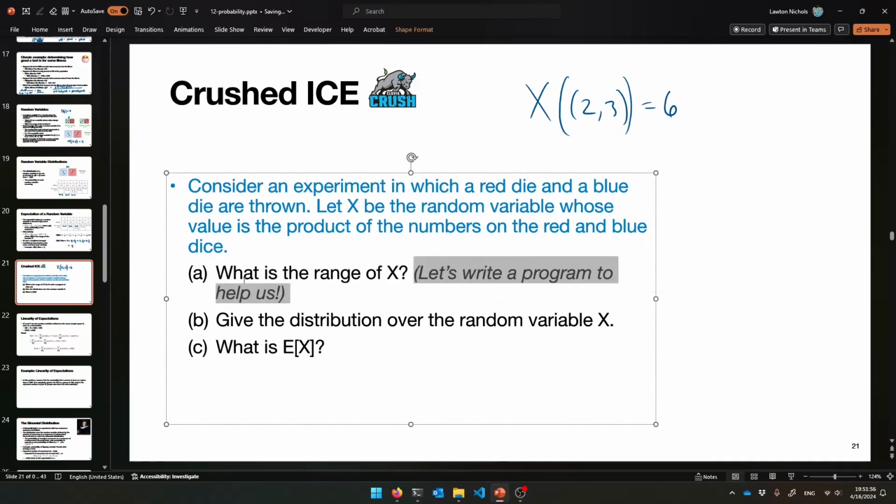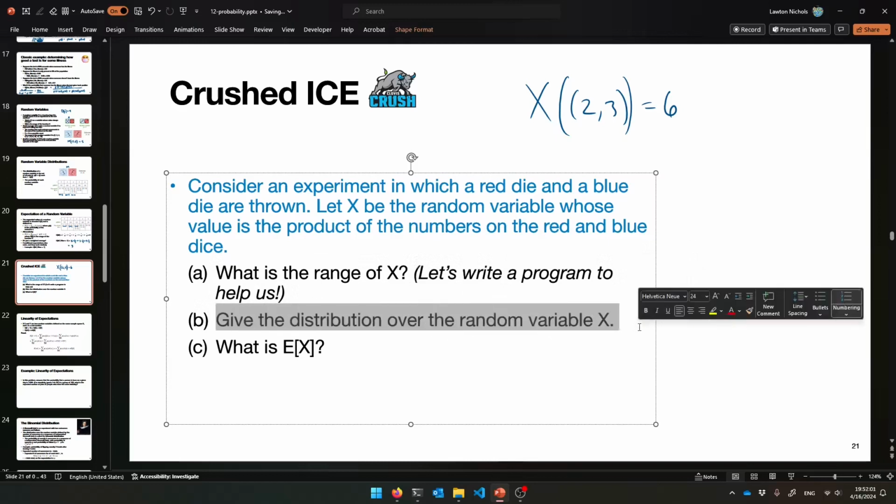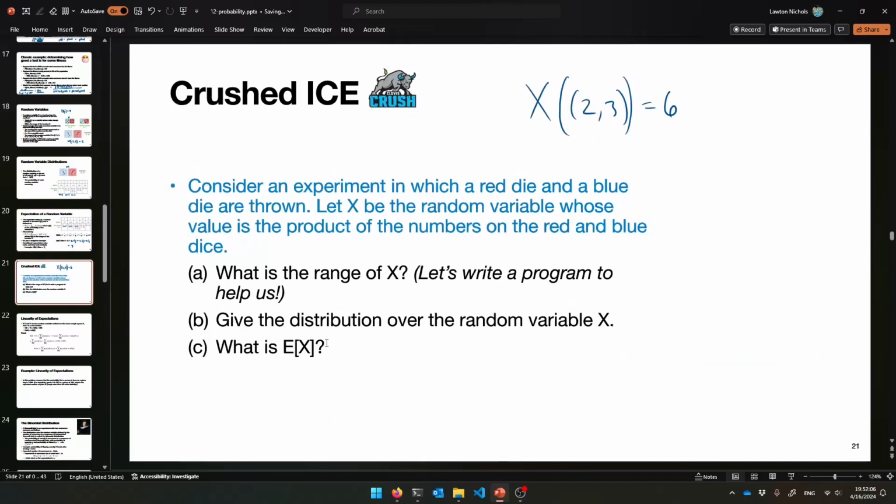I think it'll be helpful to write a program, so try that. And then give the distribution over that random variable x, like how often is it going to take on those different values, like draw a table in some way. And then calculate the expected value of that random variable x. What is its weighted average? On average, what output of x should I expect to see? What number should it give back? What's the average product of those numbers for rolling 2 dice? Okay? So give that a try. And I think writing a program will help.